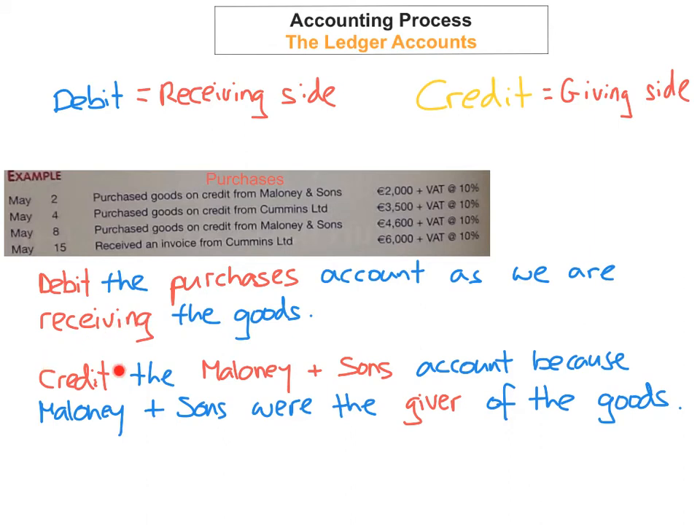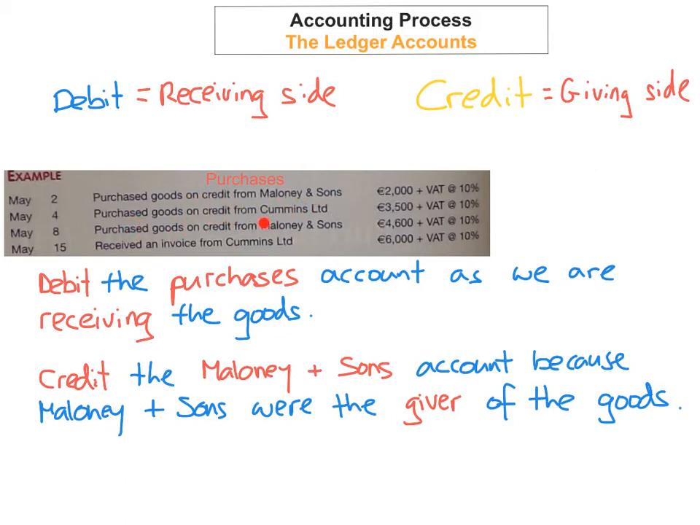Okay, so I'll put it in here. So credit the Maloney and Sons account because Maloney and Sons were the giver of the goods to us. So I want you to try to work out the next one. So purchase goods on credit from Cummins Limited. So what we do here is we would debit our purchase account because we are the one receiving the goods, and we would credit Cummins.